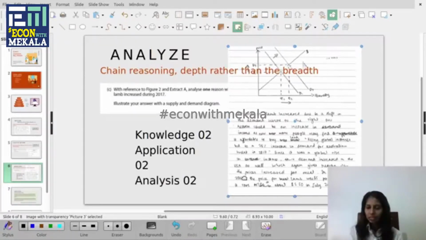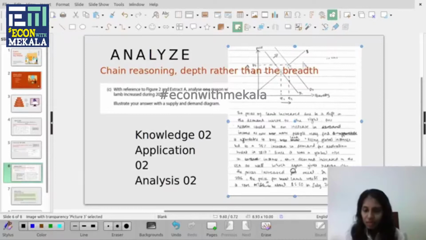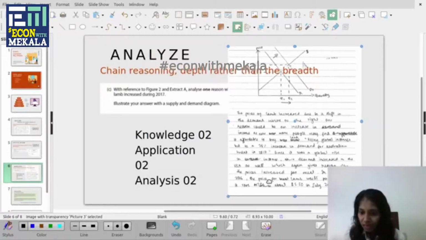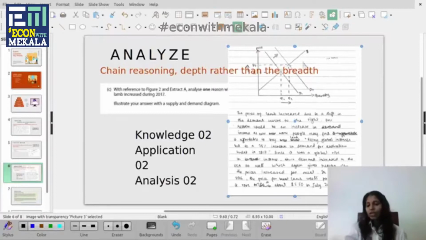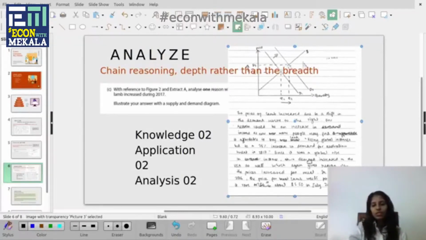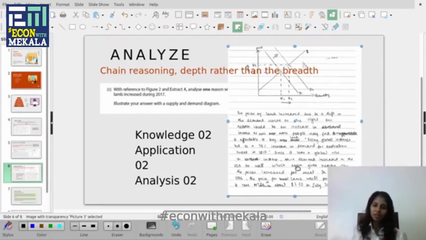So again, he has supported his answer: since it was a global rise in income, demand increased in the USA as well, which again gives a reason why the price increased for meat. In 2016, the price for lamb meat was $5 per kilogram and rose to $5.5 in July 2017. Now this information shows us why demand has increased. So he is supporting his statement with information extracted from the case study.